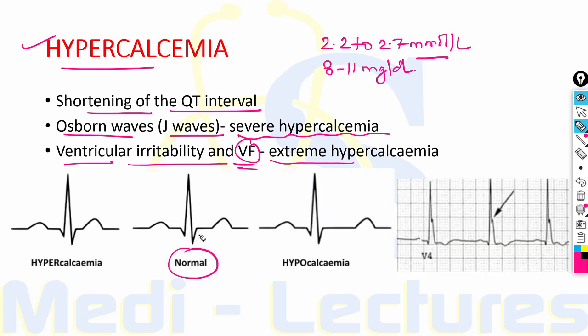In this central ECG, this is the normal ECG with P wave, QRS complex, ST segment and T wave. In hypercalcemia, there is shortening of the QT interval, and the opposite is seen with hypocalcemia, that is prolongation of QT interval. These are the Osborn waves or J waves. These are seen with hypercalcemia.